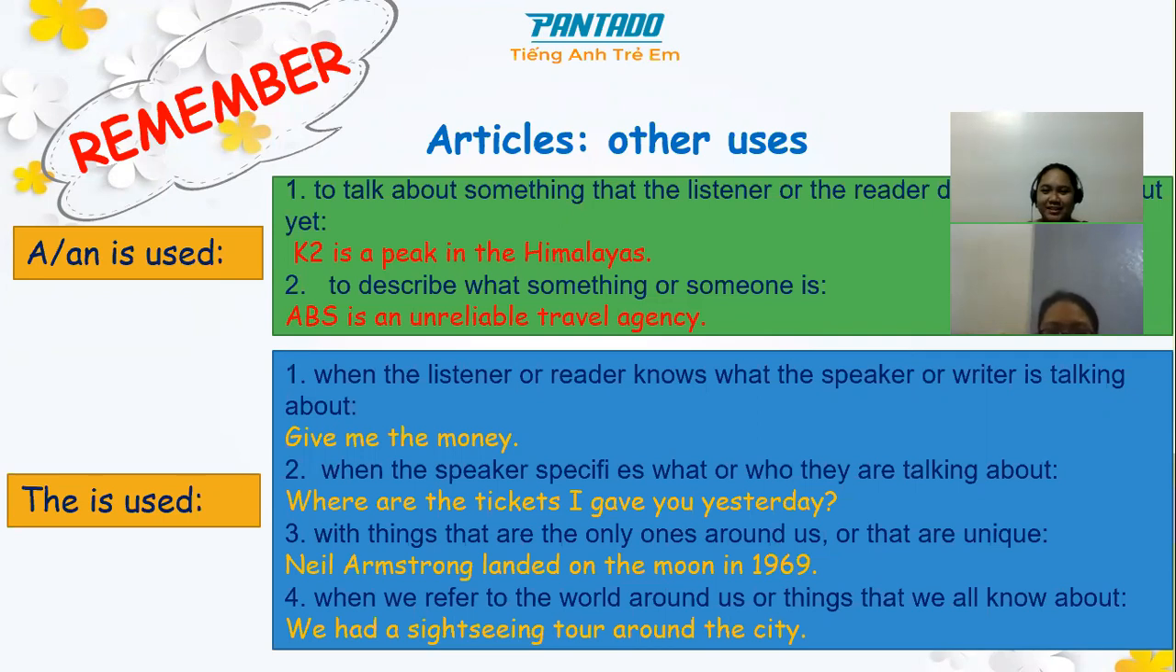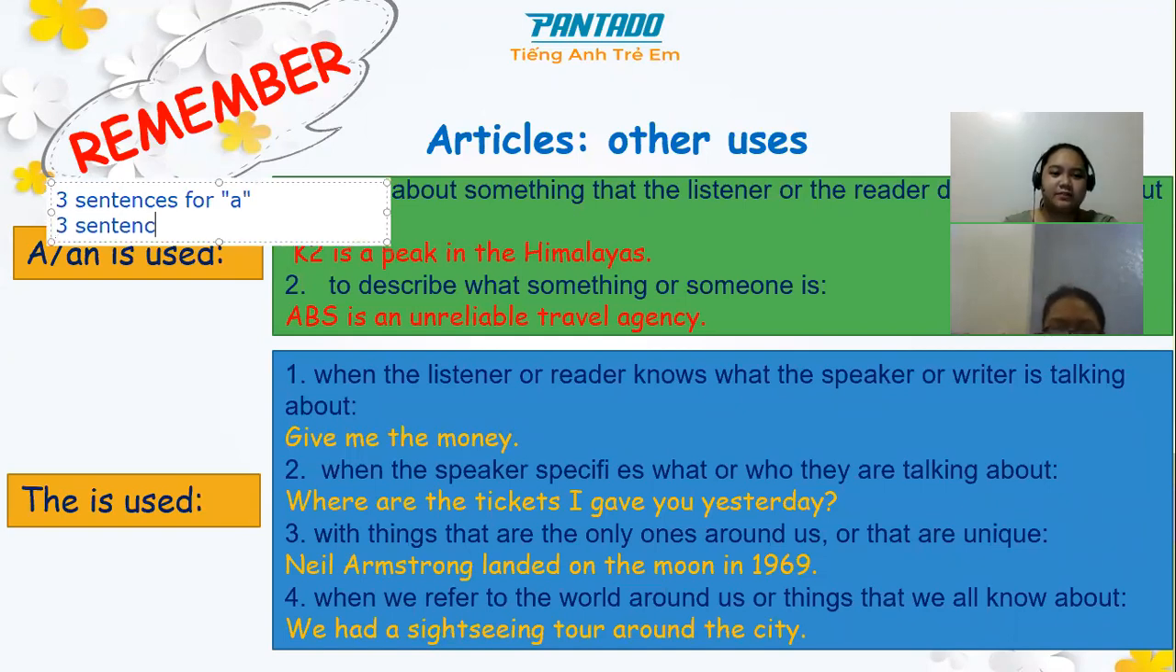All right, let's start our class now. I told you last meeting that you should make six sentences for the word a, six sentences for the word an, and five sentences for the. Did you remember? Okay, let's see. I think you did not finish yet. Again, three sentences for a, three sentences for an, and five sentences for the.